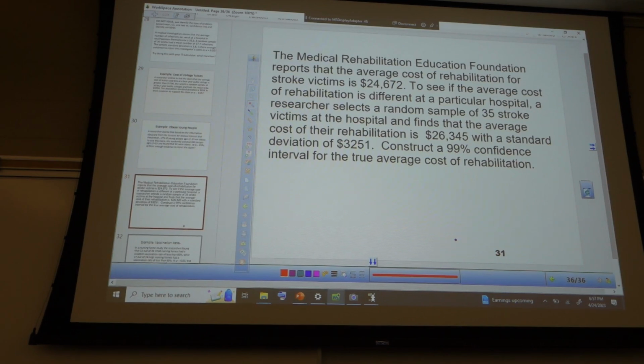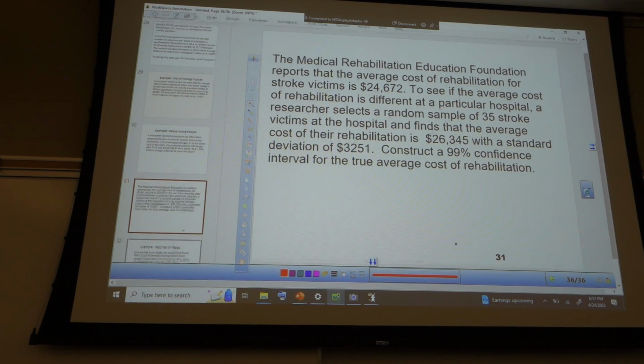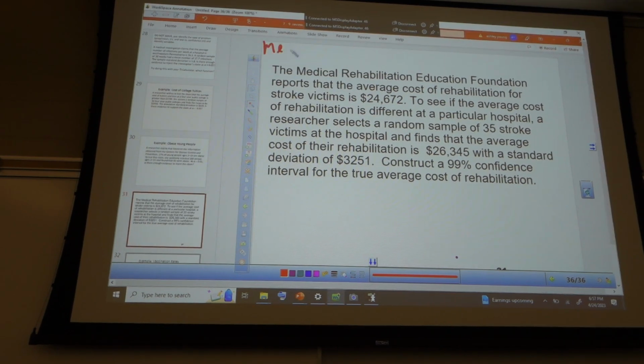All right, is this a mean or proportion? It's a mean. How do you know it's a mean? So we have standard deviation. Yeah, because it has the word standard deviation here somewhere. Bottom. Oh, there we go. Standard deviation. Everybody good with that part? Also says average. It's another way.